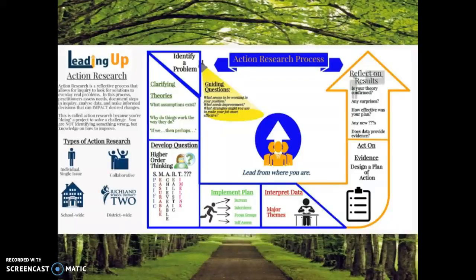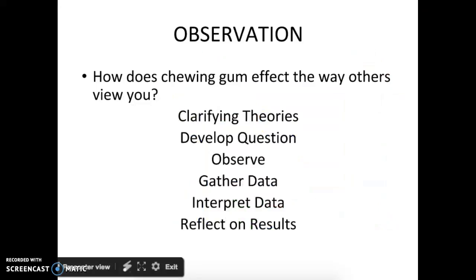Keeping this in mind, we're going to go through a simulation to get you thinking about observation. In order to clarify the steps in a brief demonstration, we'll use a video for you to observe and identify key steps in the action research process. The guiding question in this demonstration is, how does chewing gum affect the way others view you? We'll watch a video which represents the observational step, and as you watch the video, collect data on what you've observed.